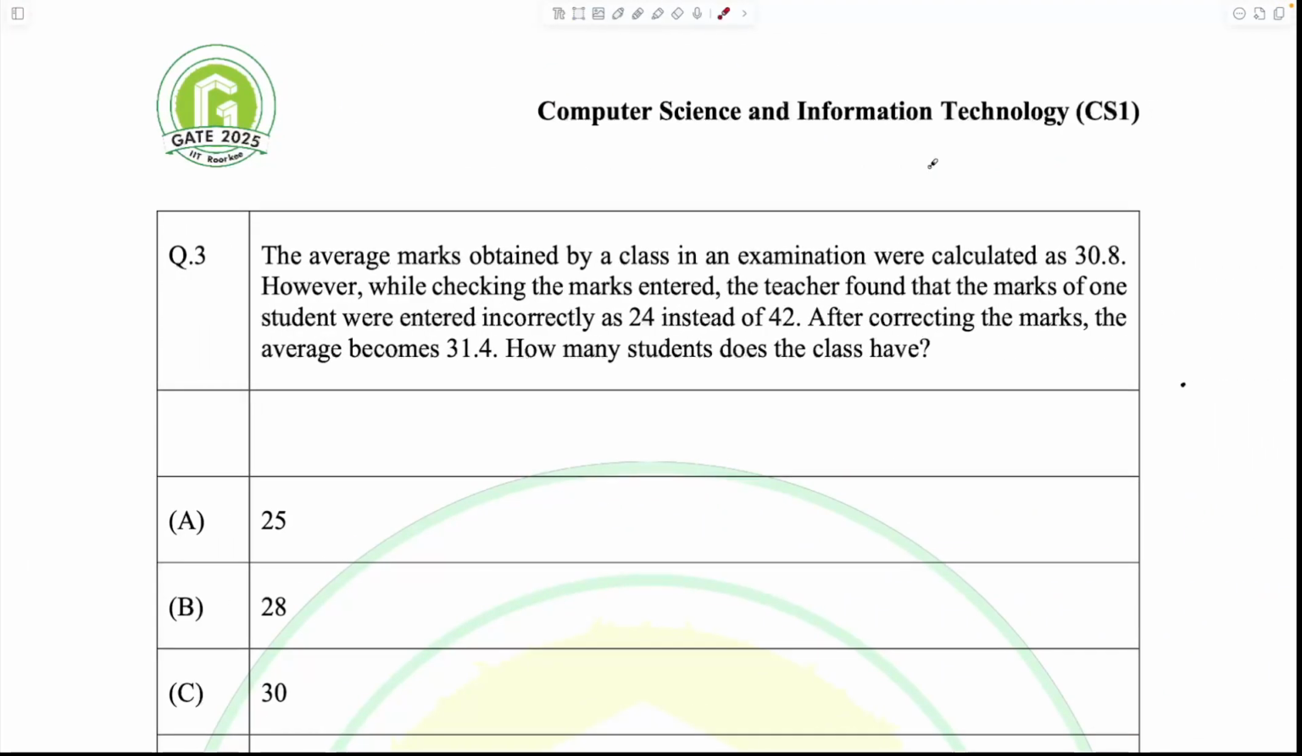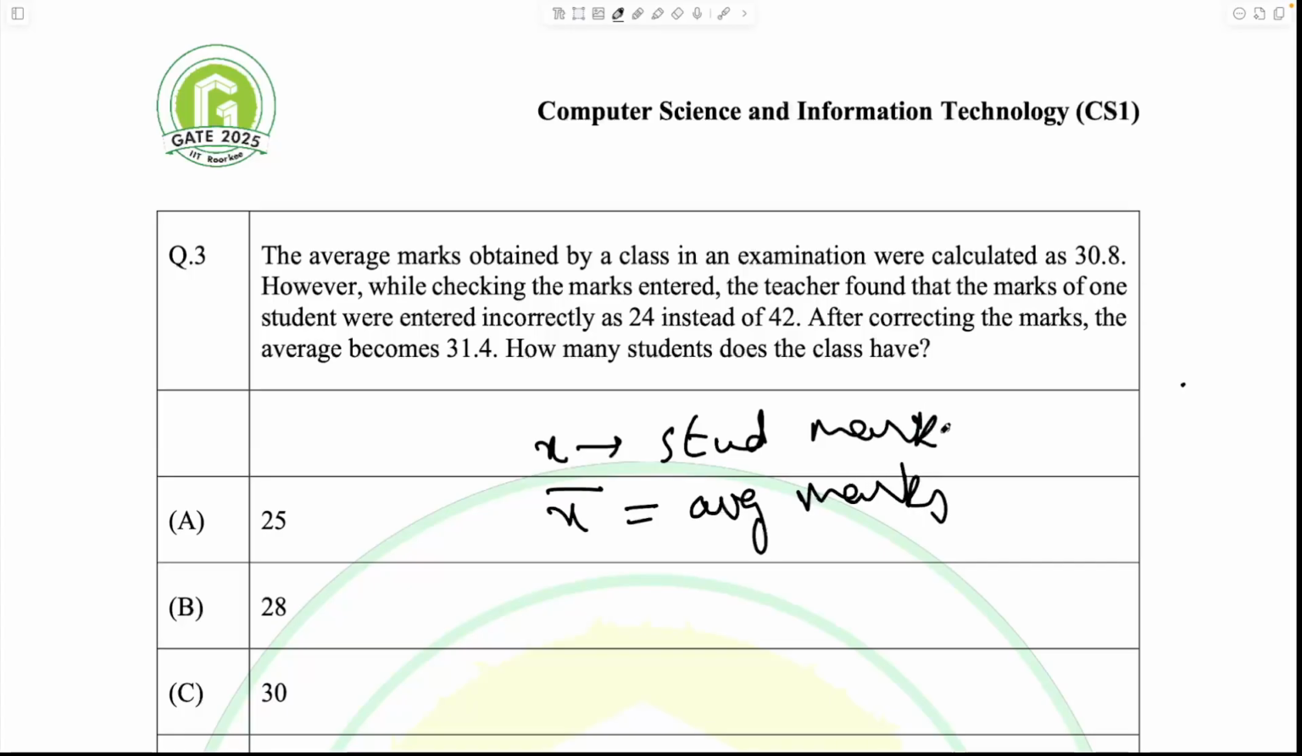The question states that the average marks obtained by a class in an examination were calculated as 30.8. Let's assume that X represents the marks obtained by a student. So X mean is going to give you the average marks. That is the basic assumption.